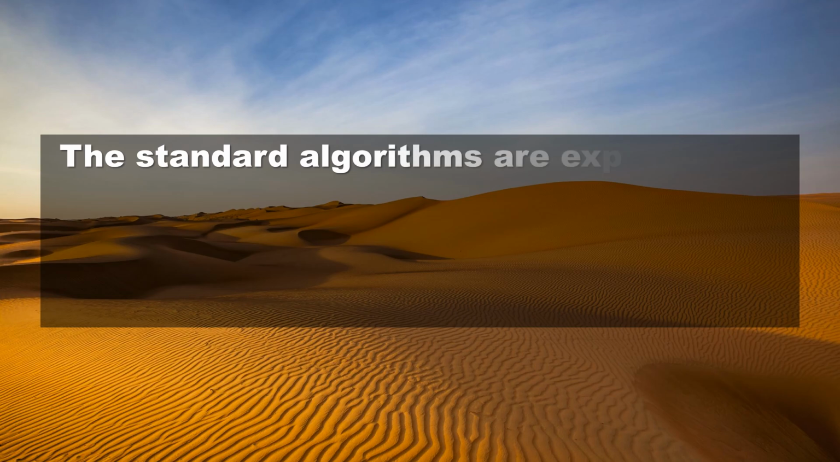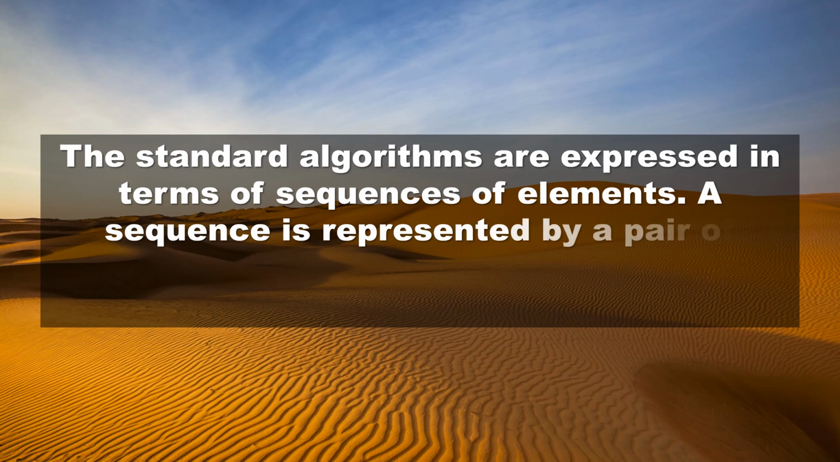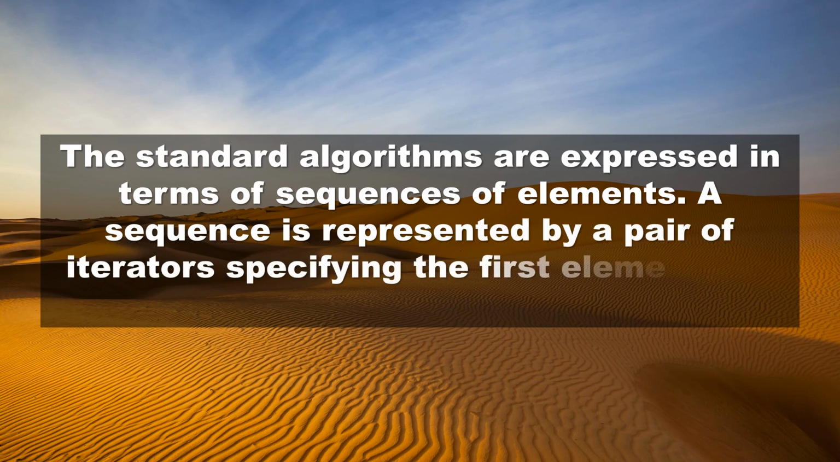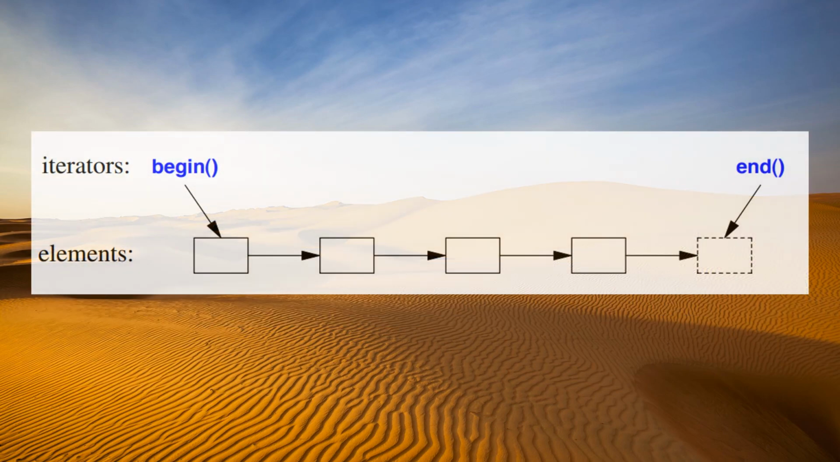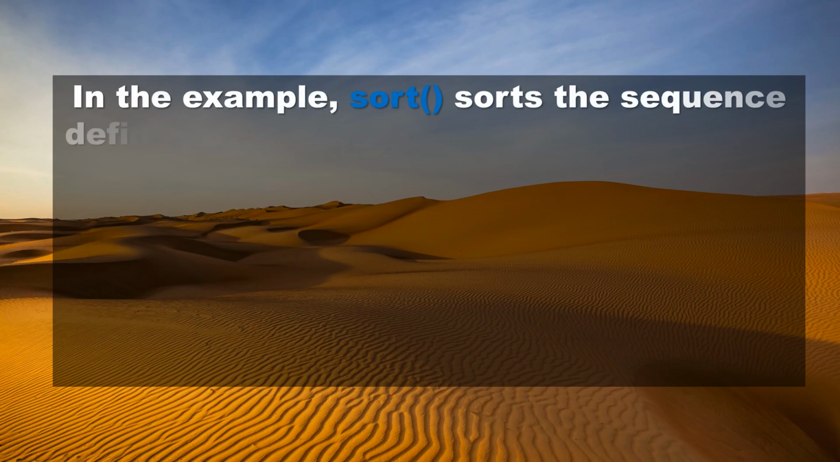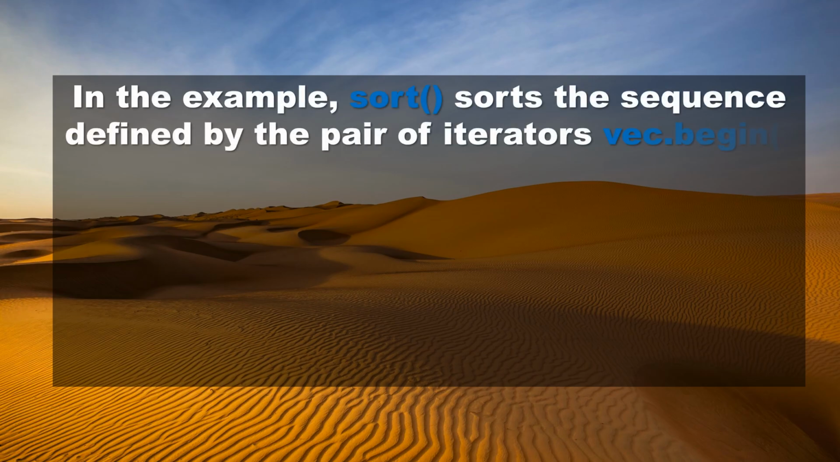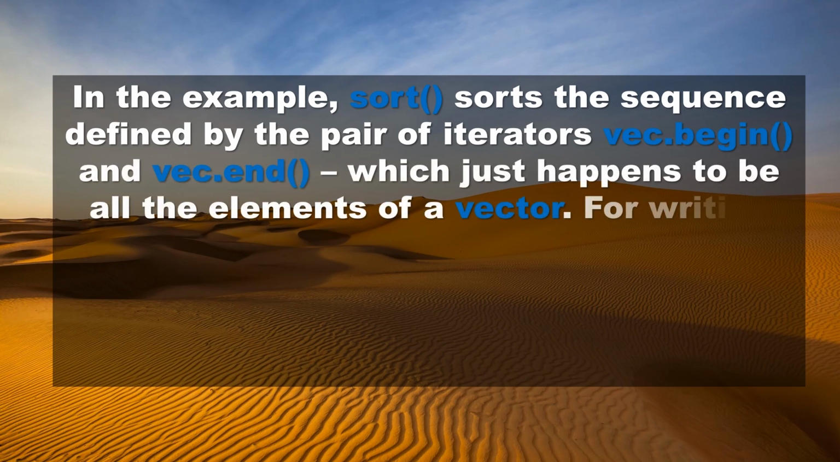The standard algorithms are expressed in terms of sequences of elements. A sequence is represented by a pair of iterators specifying the first element and the one beyond the last element. Iterators, elements, begin, end. In the example, sort sorts the sequence defined by the pair of iterators vec.begin and vec.end, which just happens to be all the elements of a vector.